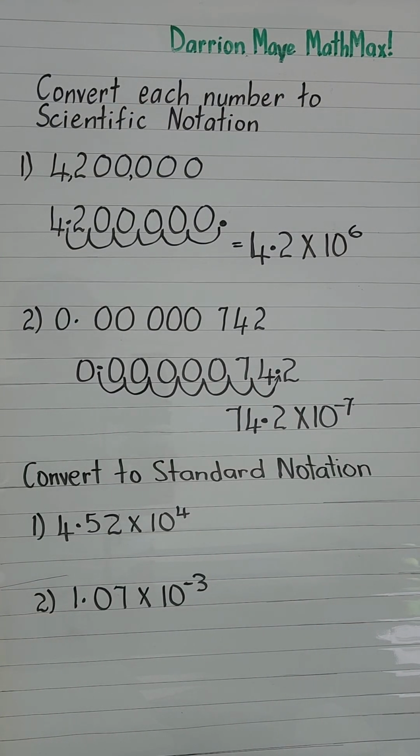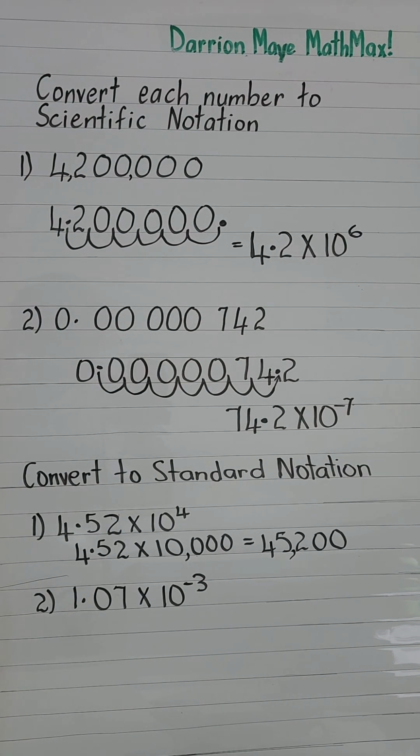So let's now do the reverse. Convert scientific notation to standard notation. 4.52 times 10 to the 4th power. And here we have a positive exponent. So we are going to multiply by 10 to the 4th, which is 10,000.